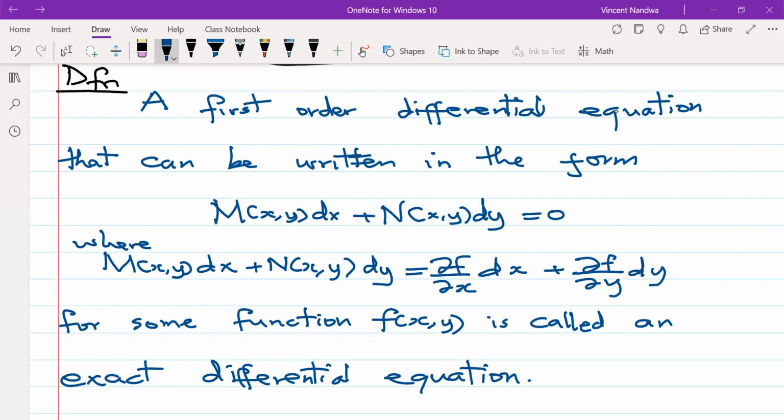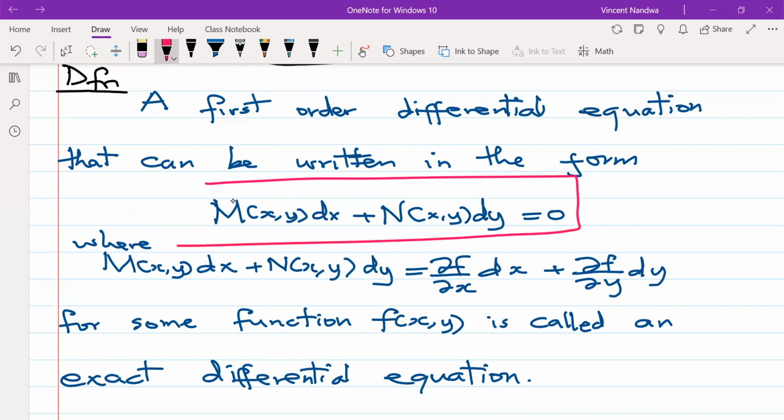So our first order differential equation that can be written in this form, M dx plus N dy equals 0, such that M is the same as partial f partial x, N is partial f partial y, for some arbitrary function f of x y, is called an exact differential equation. So the key objective in solving an exact differential equation is to find this arbitrary function f of x y.